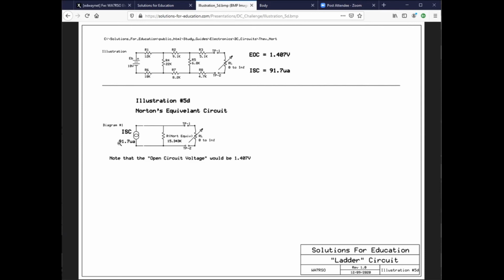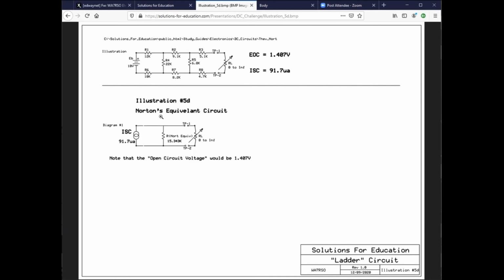This guy here delivers 91.7 microamps, period. You say, but, no buts, that's what it's going to be. But your resistor is here. If you have an open circuit, guess what? It all goes through that resistance, and that develops an open circuit voltage out here. What happens if you have a dead short out here?